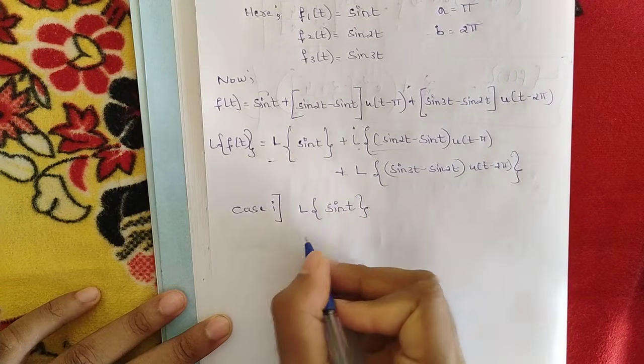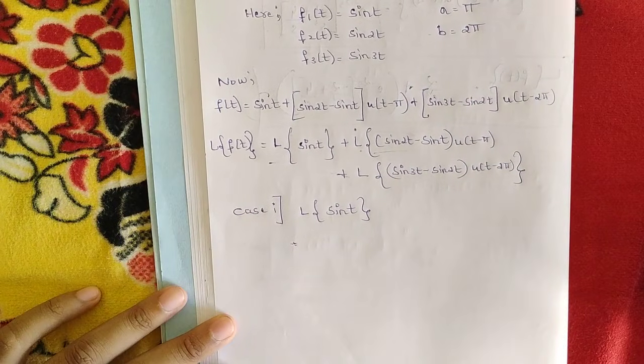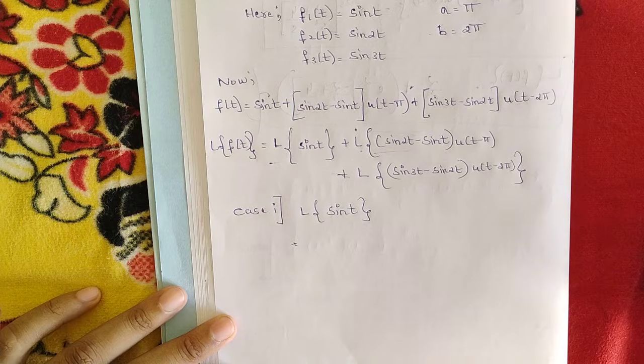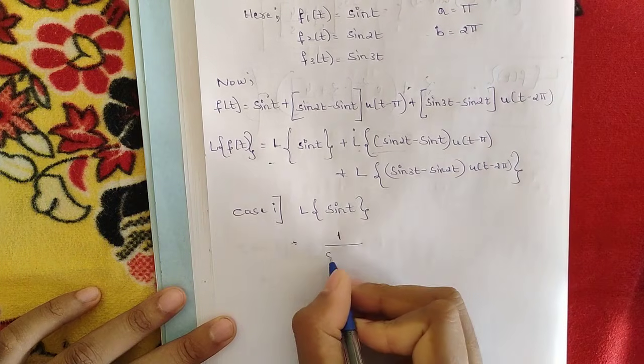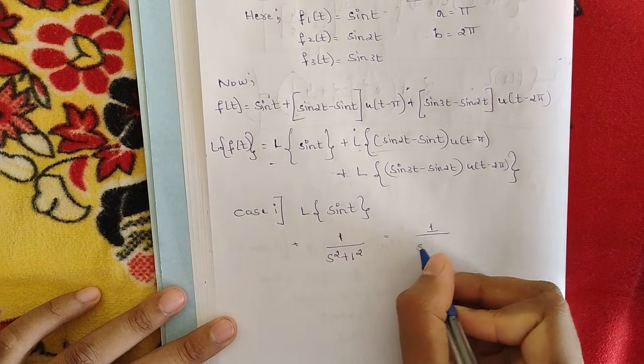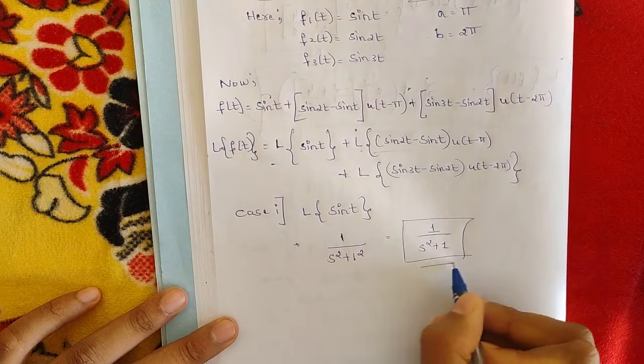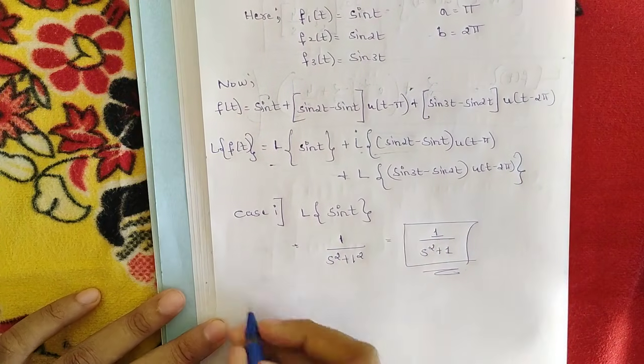Okay, so we know that the Laplace transform of sin t is given by a divided by s square plus a square. In place of a here we are having 1, so it is 1 divided by s square plus 1 square, or else we can write 1 divided by s square plus 1. Okay, so this is the first case answer. Now case 2.